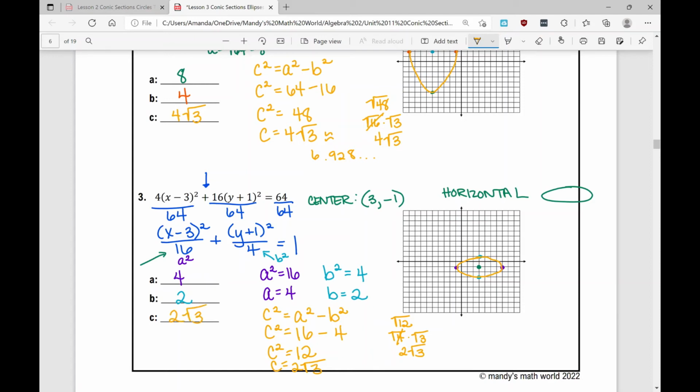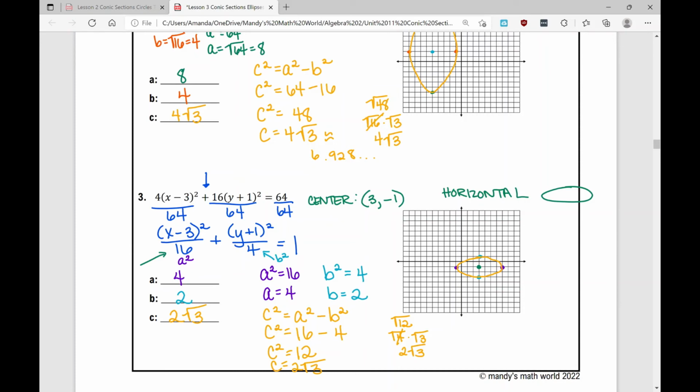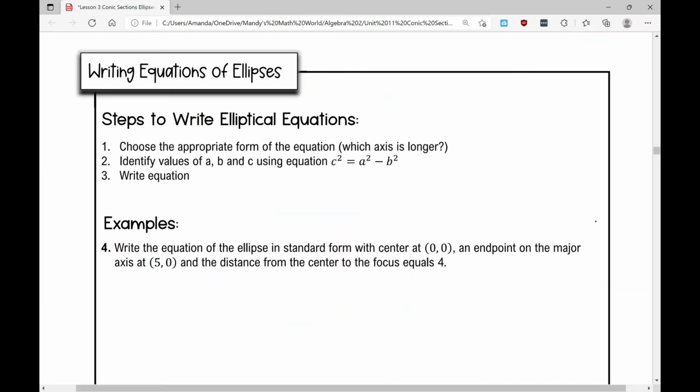So let's move on to writing equations of ellipses. We've moved on to the section of today's notes where we're going to be writing equations of ellipses. And there are some steps that you can refer to as we're writing these equations, but keep in mind that every problem is going to give you a little bit different information, and you have to figure out what are we given and what do we need to know.